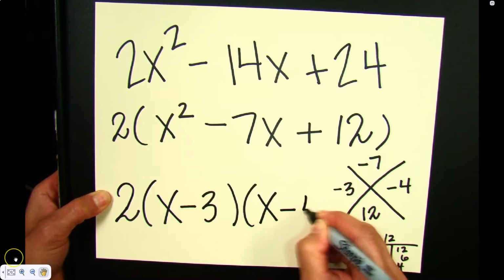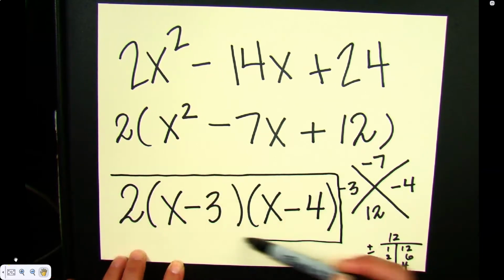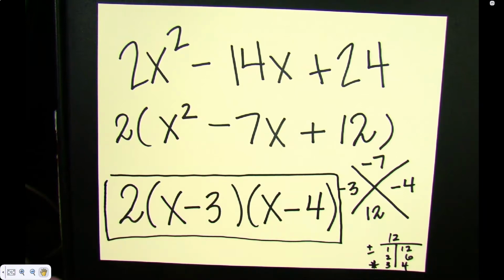And then just split up your x squared and drop them in 2 sets of parentheses. So this trinomial factors to what we just boxed in.